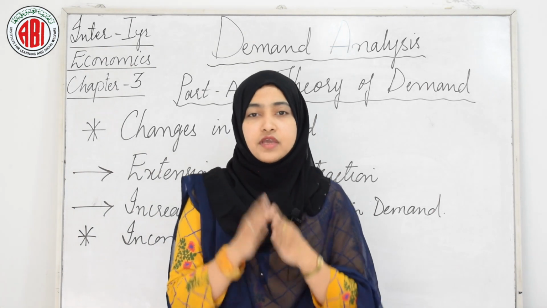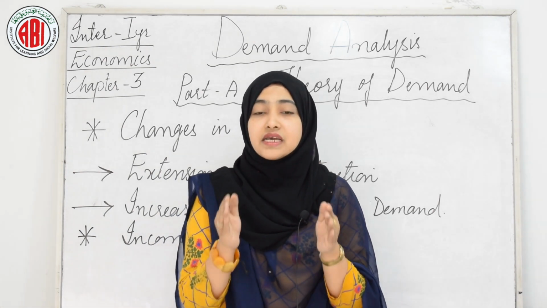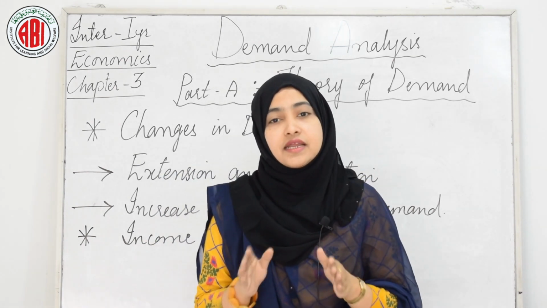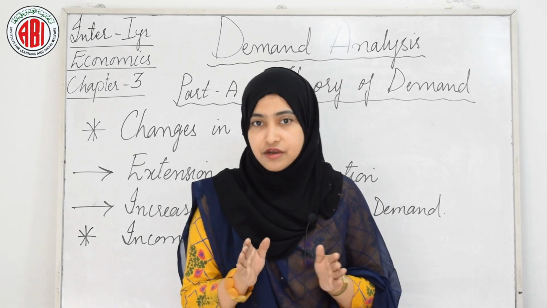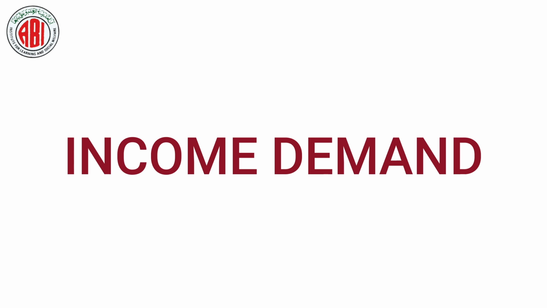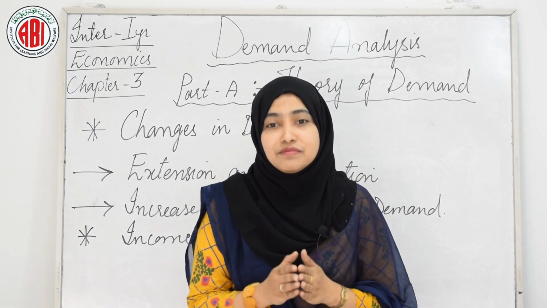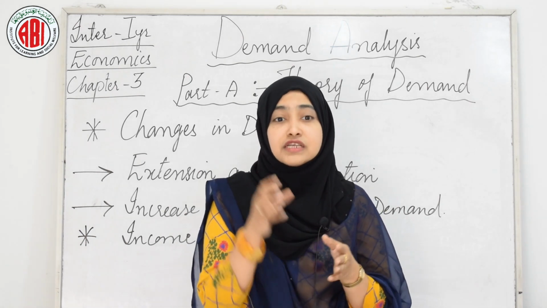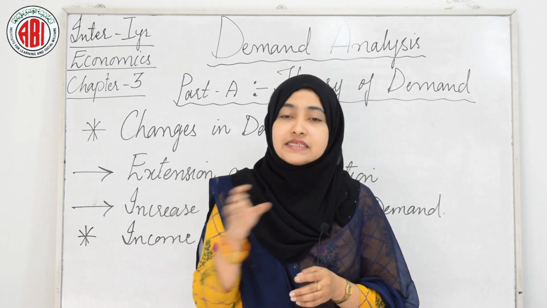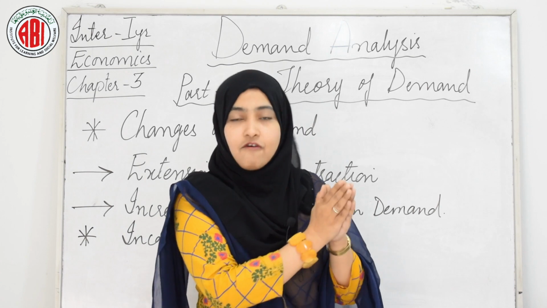See this. The price of the commodity remaining constant, the demand curve shifts right or left due to the change in other determinants of demand. Get it? After the changes in demand, now we will discuss income demand. Income demand explains the relationship between the various levels of consumers' income and the various quantities of goods and services demanded, assuming other factors remain constant.